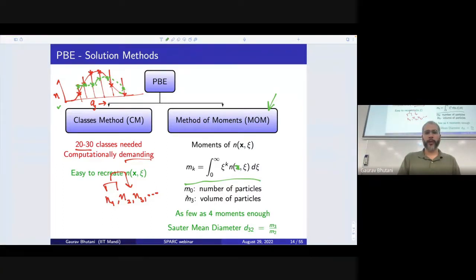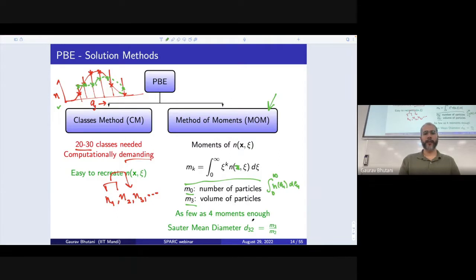So m0 denotes the number of particles. If you think about it, if you simply integrate n dxi, xi going from 0 to infinity, that is for all the particles, all you get is the number of particles of all the sizes. Okay? And then m3 denotes the overall volume of particles. m2 denotes an overall area, the surface area of particles. So they have some useful physical significance, these moments.